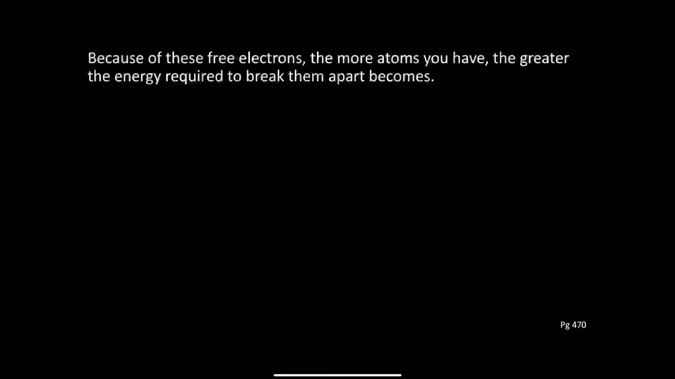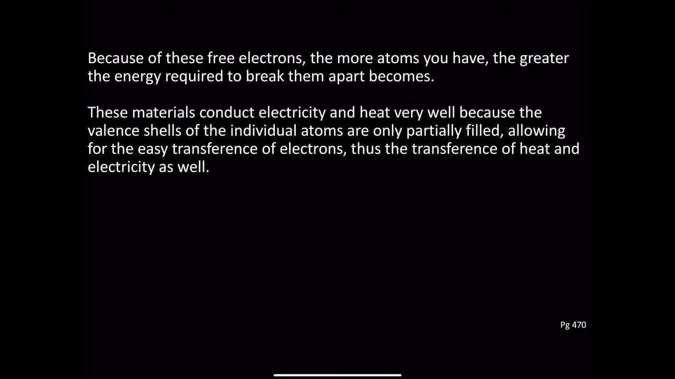Because of those, the more atoms you have, the greater the energy required to break them apart becomes, actually. So if you have a larger piece of metal, it will become even more difficult to break apart. And these materials conduct electricity and heat very well because the valence shells of the individual atoms are actually only partially filled. They're not full to their full octet. And that allows for electrons to transfer very easily from one atom to another. And so that's kind of where we see that electron sea field. And so the transferring of heat and electricity happens very easily as well.